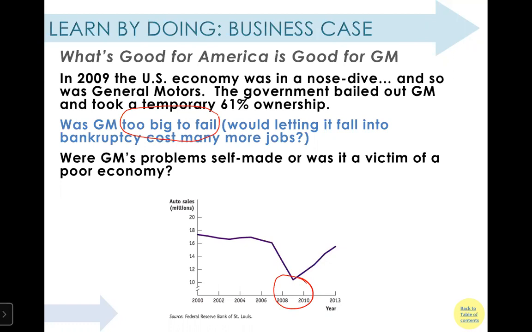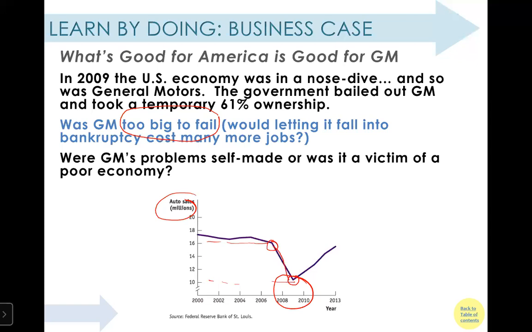Now, there's a question from the perspective of economics. Was GM's problem self-made, or was it a victim of a poor economy? How do we understand that? This picture shows the auto sales decline. It's worse than that: it declined by more than 50%, because here it is like 16 million, and now it's around 10 million.